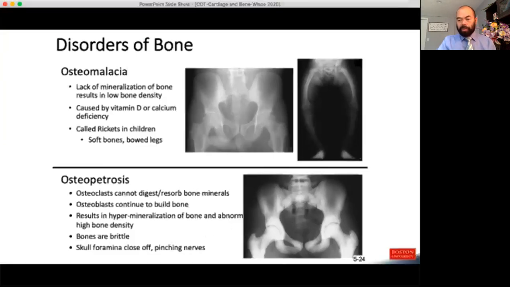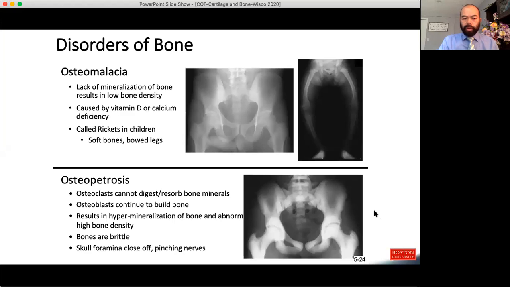Osteopetrosis is the opposite of what's going on there. So in osteopetrosis, the osteoclasts are not able to balance out what's going on with the osteoblasts. The default, remember, for osteoblasts, unless they become bone lining cells, is to just build bone. Build. The osteoclasts, for whatever reason, are not able to balance that out and resorb the bone and resorb the calcium. So you have hypermineralization of the bone. You can see that here. Too much calcium located in the bone.